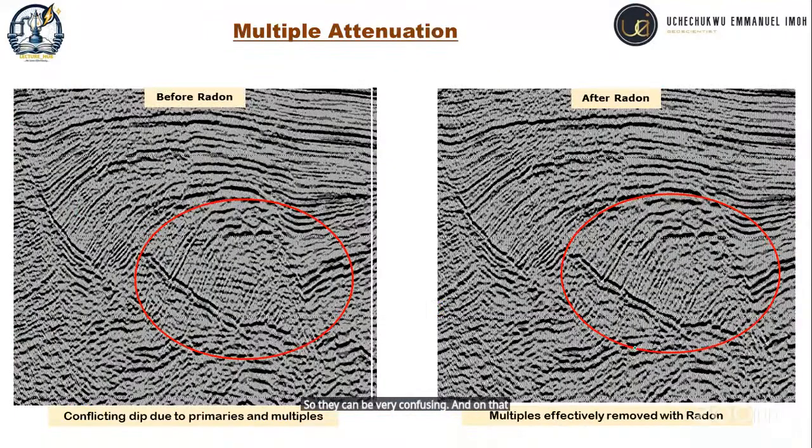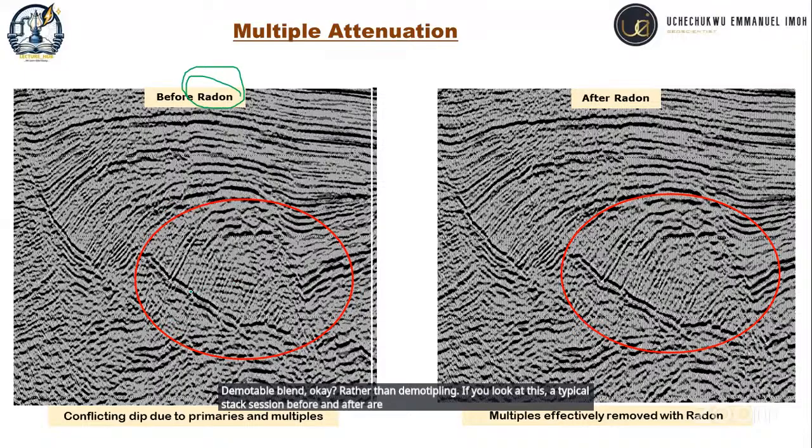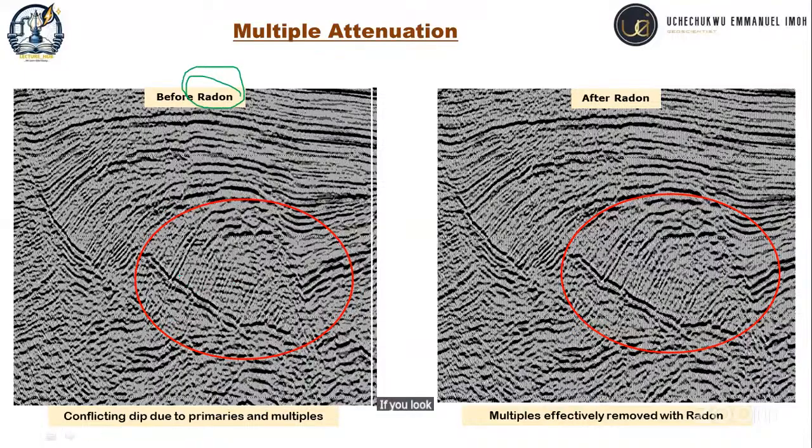Now, in your stack section, before multiple elimination, another way to attenuate multiples is what we call radon demultiple. Okay, radon demultiple. Look at a typical stack section before and after radon application. You see some horizontal events in this area that I marked with my green arrow.